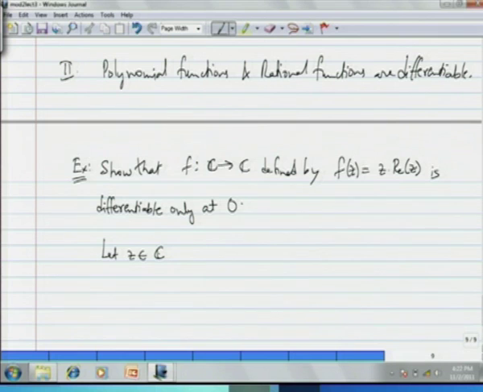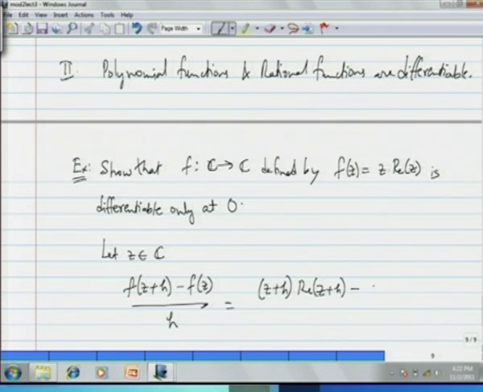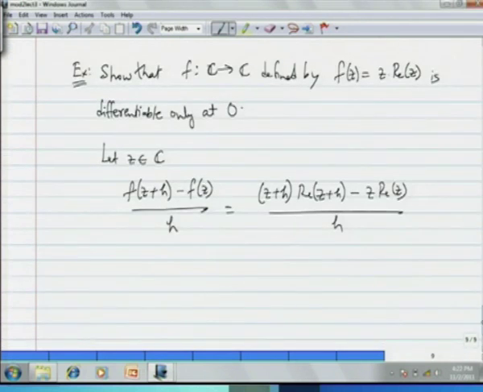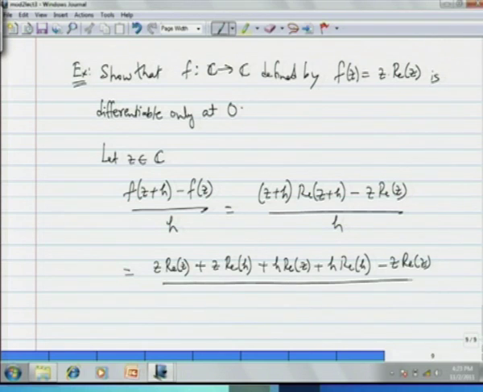So, let z belong to C and let us examine the difference quotient f of z plus h minus f of z divided by h. By the definition of the function, this is z plus h times the real part of z plus h, minus z times the real part of z, divided by h. Further, this is actually equal to z times the real part of z plus z times the real part of h plus h times the real part of z plus h times the real part of h, minus z times the real part of z, divided by h, because the real part of z plus h is the real part of z plus the real part of h.